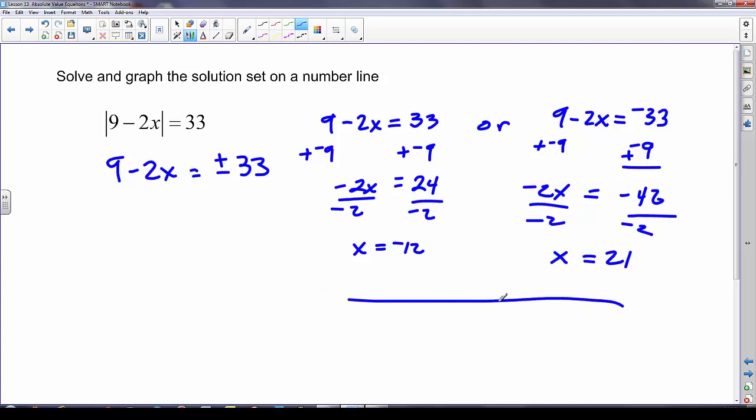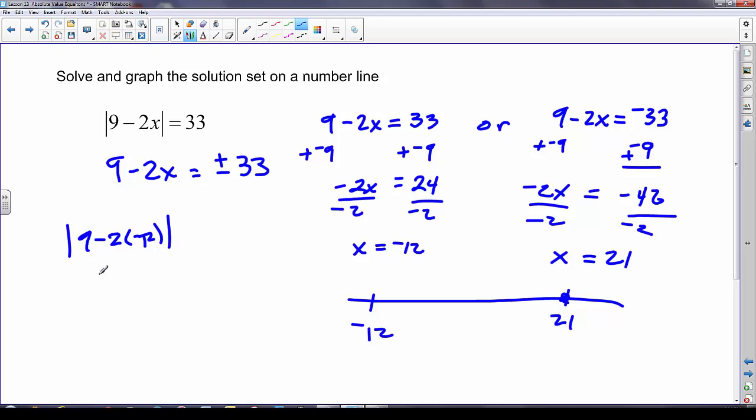If I graph that, I have x is 21 and negative 12. Now if I were to split the difference on the inside, I'd be equidistant from a given point. But let's pop these in. I have 9 minus 2 times negative 12.